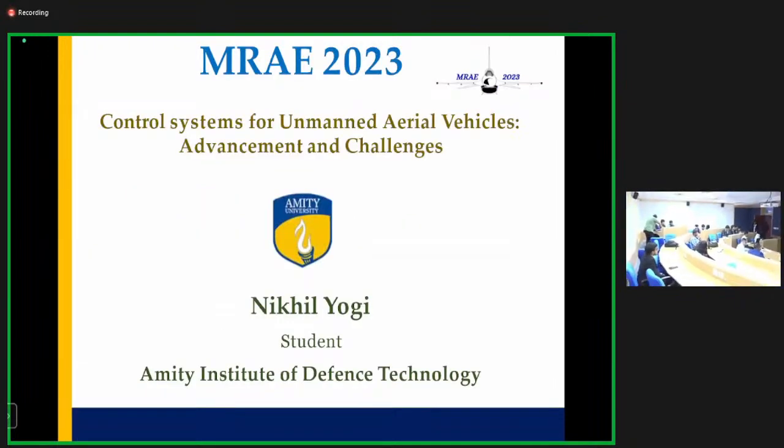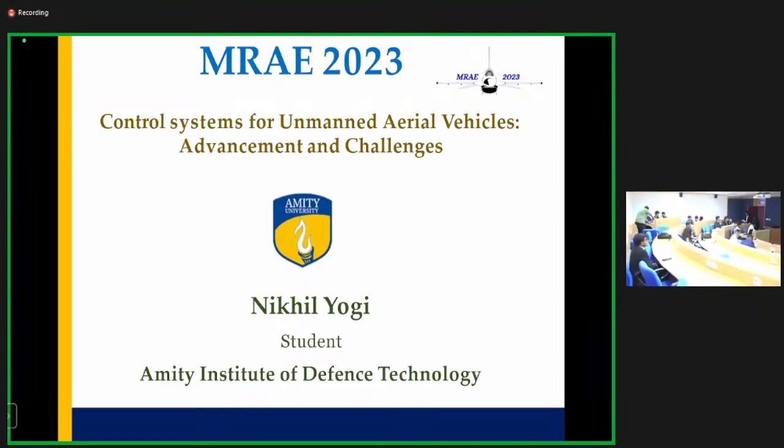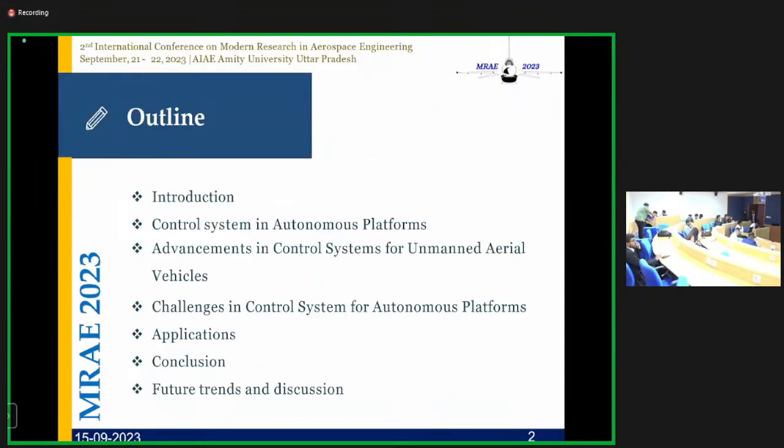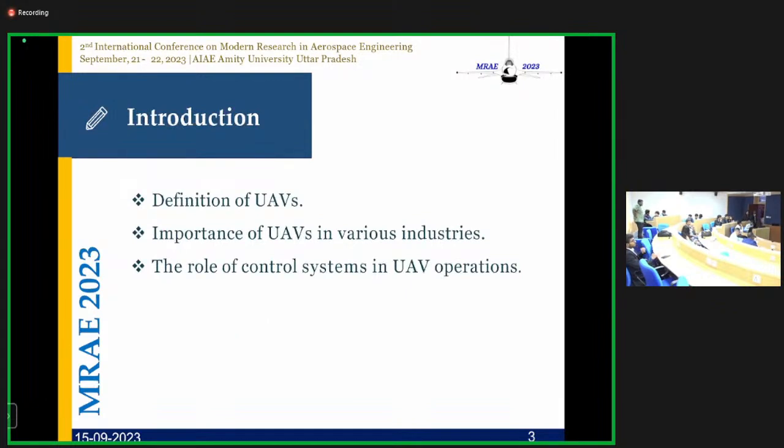Good afternoon, ladies and gentlemen. Today, I'm excited to delve into the world of unmanned aerial vehicles. The topic of my presentation is Control Systems for Unmanned Aerial Vehicles, Advancements and Challenges. This will be the outline that I'll be following throughout this presentation. UAVs have witnessed remarkable growth and find applications across a wide spectrum of industries these days. As my previous presenters have discussed, they have transformed the way we perform tasks in fields like aerial surveillance, agriculture, delivery services, and disaster management.